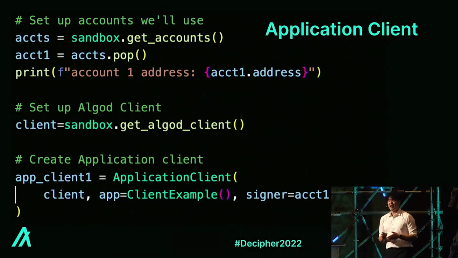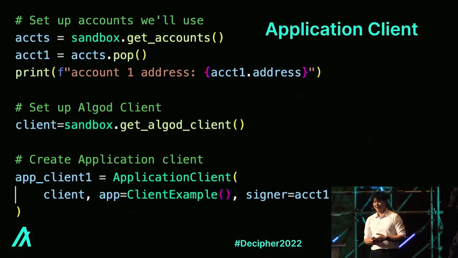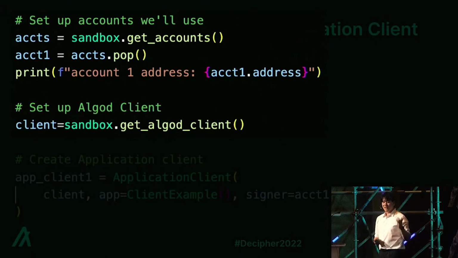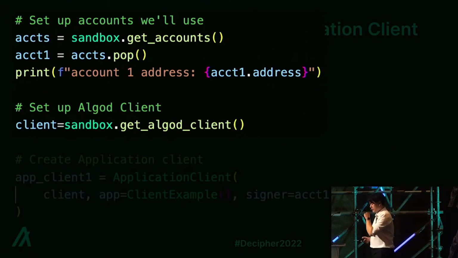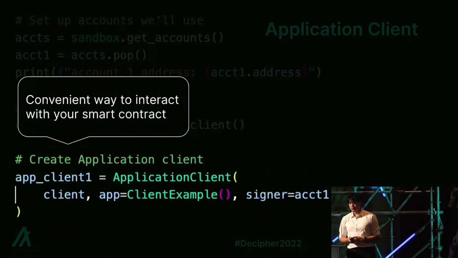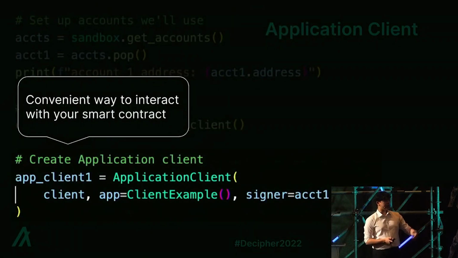All right, moving on to my favorite part of Beaker, the application client. So up here, we're doing the same thing. We're using the Sandbox module to get the accounts to set up the Algorand client. And we're going to use those two values to set up the application client.